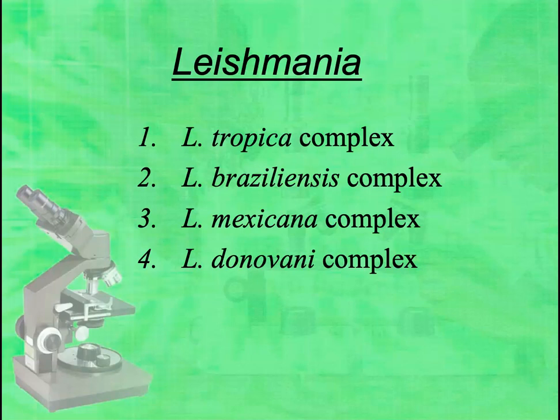But we're just lumping them together, and we're just going to refer to them by the species listed here: Tropica, Braziliensis, Mexicana, and Donovani. And remember, I'm abbreviating the genus here, but every time you write it out on a quiz or a test, you need to write out the genus.